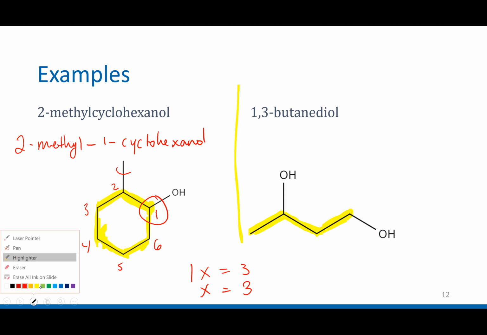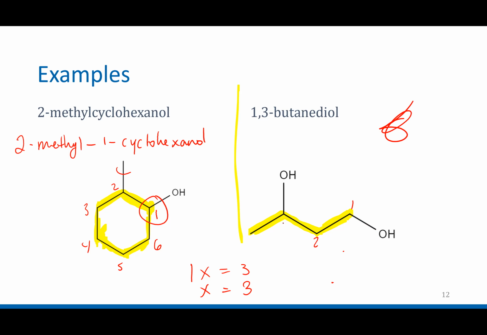Get my pen. 1, 2. Hold on, guys. My pen's being weird. 1, 2, 3, 4. There we go. So notice I started numbering the 1 here closest to the nearest alcohol. So first of all, this is 4 carbons, so this would be butane. But on the first and third carbons, I have functional groups. I have your alcohol functional group. So you would say 1,3-butane diol.